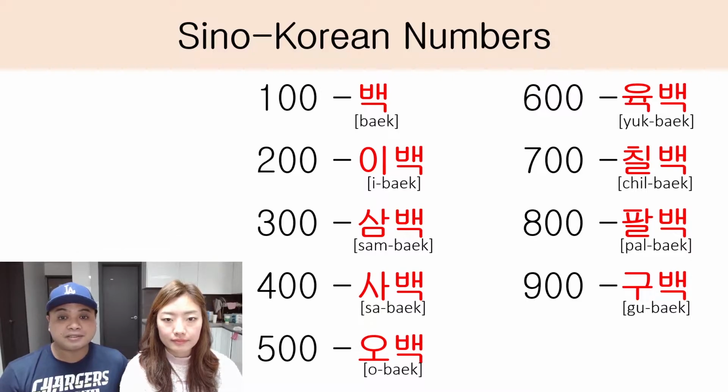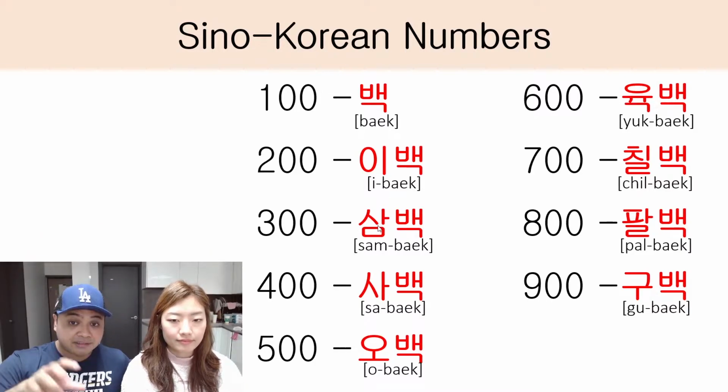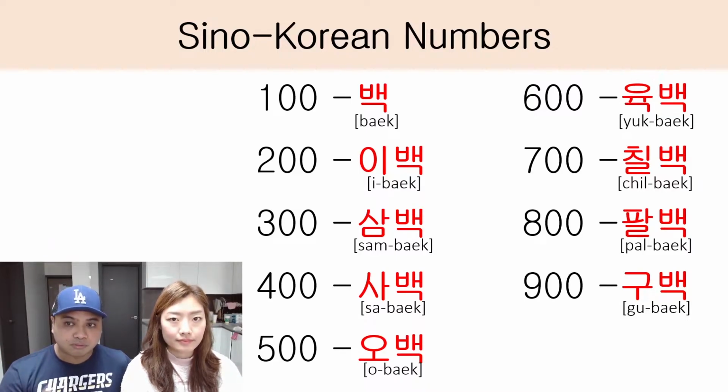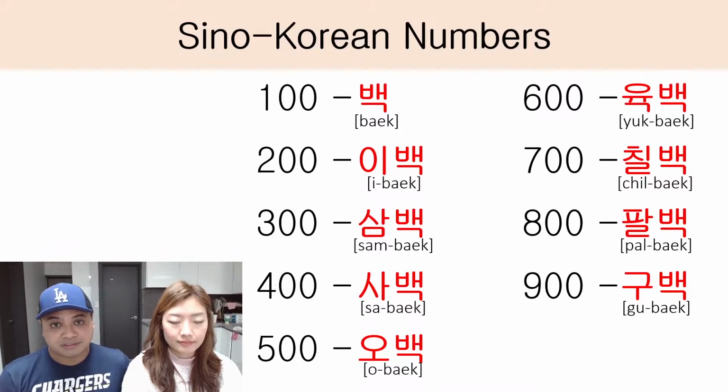So it's the same thing. To say 100 is back, and then you want to say 200, you just got to put the 2 before the 100. So you're saying 2 100s. Same thing with 300. You say 3 first, and then 100. Sam back. So 3 100s, 4 100s, 5 100s, 6 100s. So sam back, sa back, o back, yu back, chill back, pow back, and gu back. So you got to put the number first and then 100, okay?